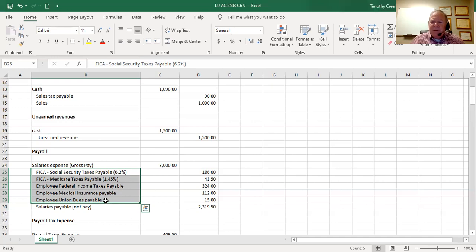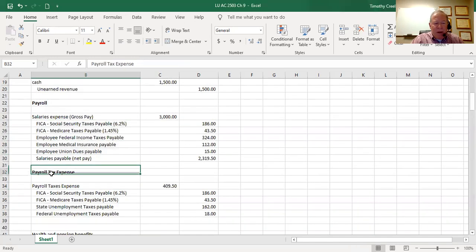Typically, garnishments are for things like unpaid child support or unpaid alimony. The court system will actually garnish your wages. Or if you don't pay your student loans, the government will come after you and garnish your wages. So anyway, a lot of things can be taken out of your wages. And again, your net pay, your take-home pay, is always quite a bit less than your gross pay, than what you've earned.